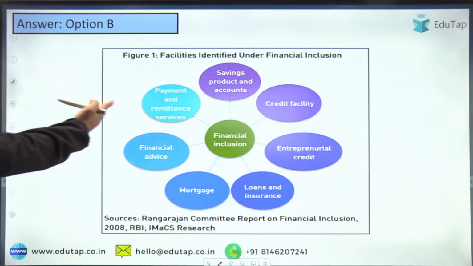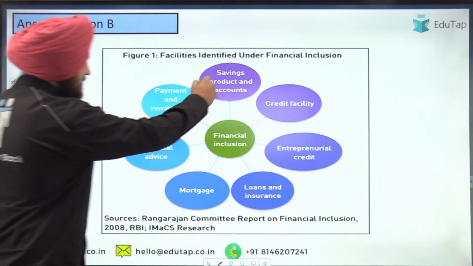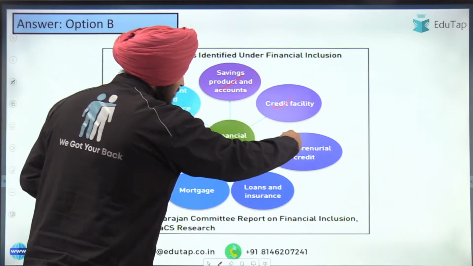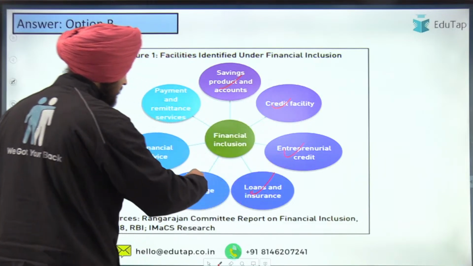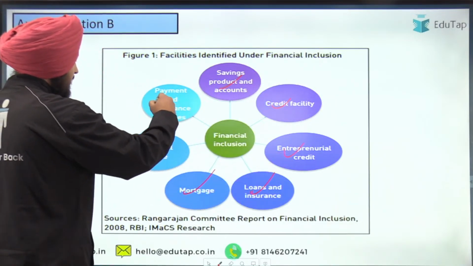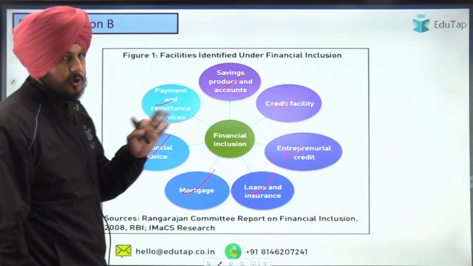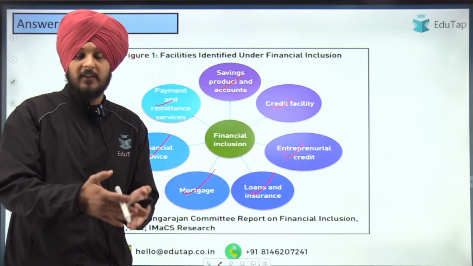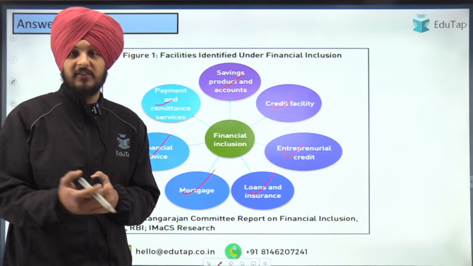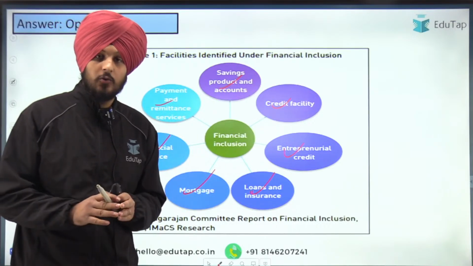So you can see different types of financial inclusion services: saving products, credit facility, entrepreneurial credit, then loans and insurance, mortgage, financial advice, and payments and remittances. Subsidies are not a part of it. They are just a type of aid. Fine, they are just a type of aid that is provided by the government to specific sections of the society. I hope it is now clear to you.